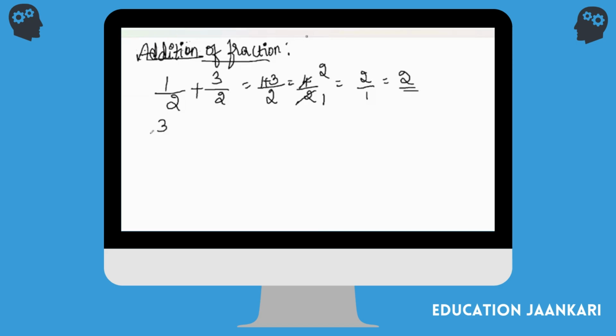Now, 3 by 4 plus 1 by 2. How will you add this? Are these like fractions? Cross multiplication. Sorry? Cross multiplication. Okay, that's great. So, what would be the LCM? What would be the denominator? We need to find the LCM of the denominators, right? 4 and 2. Yes, ma'am.